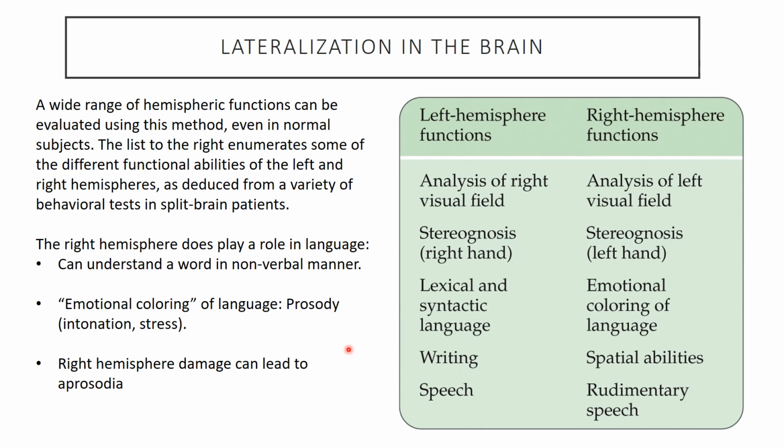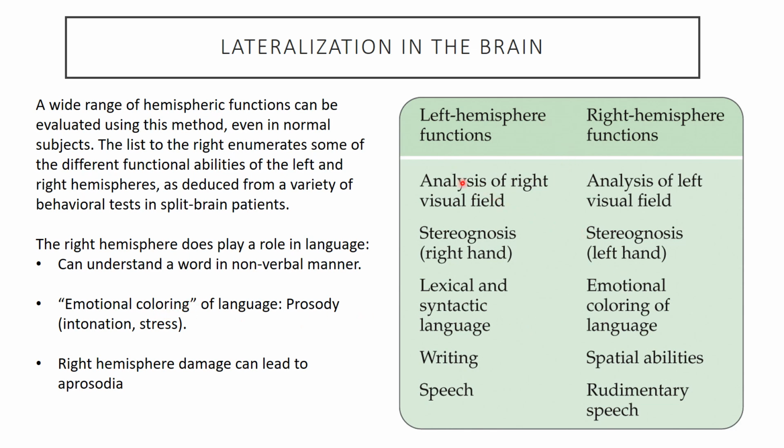So we talk about language being a left hemisphere function, but it turns out that there's lateralization related to language and our other important salience features about language that's also controlled by the right-hand side. It's not like the right-hand side has nothing to do with language, it turns out. So there's a wide range of hemispheric functions that can be evaluated using this method. Even in normal subjects, we can do a variety of things. So this list right here is showing some of the different functional abilities for the left and the right hemispheres that we've learned from various split brain patients.